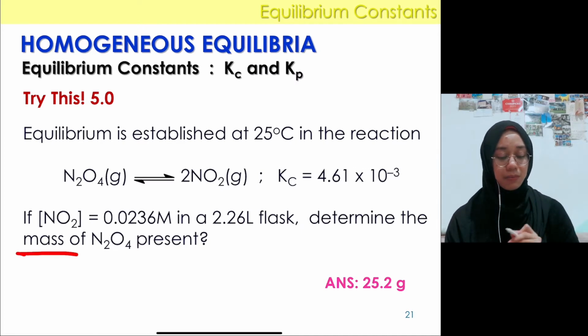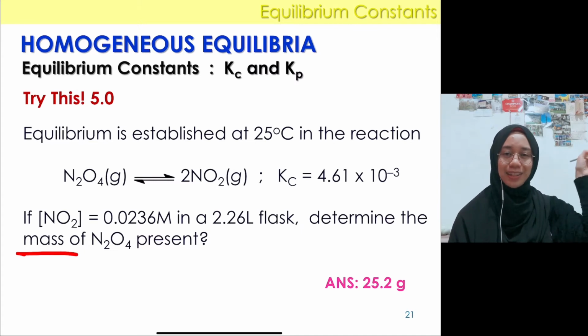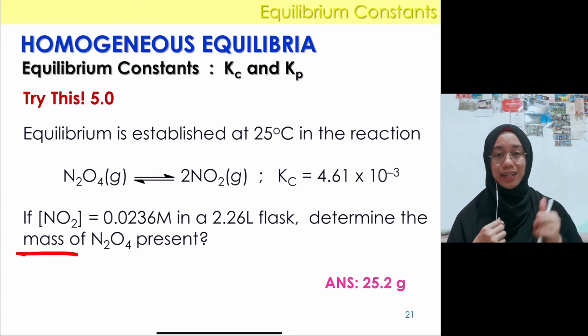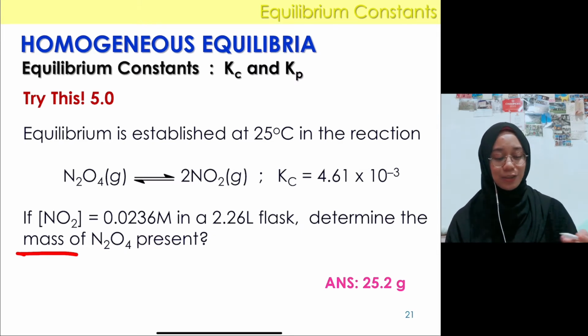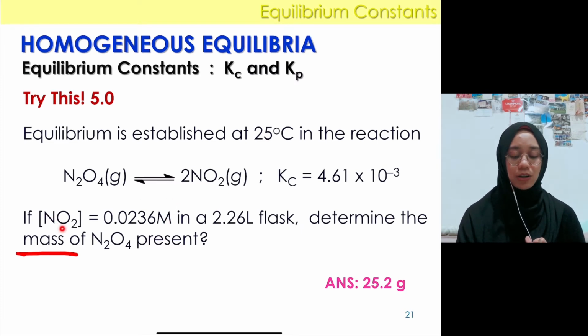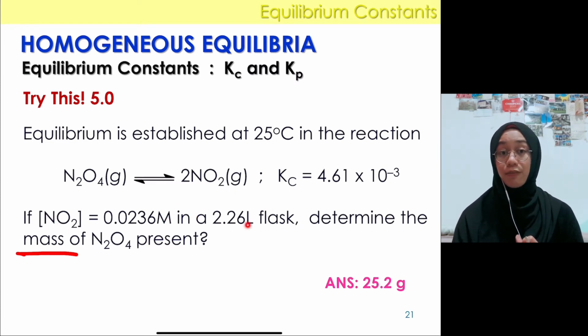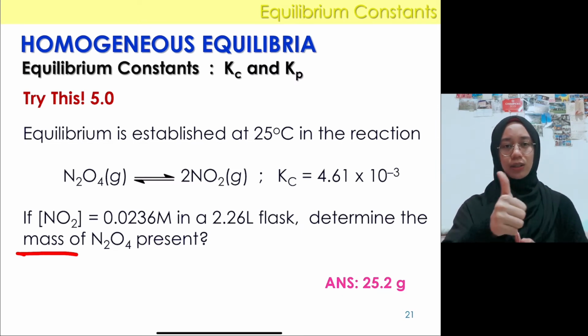Tiba-tiba mass. So ni nak kena pergi balik chapter 3 yang kamu belajar pasal concentration, pasal mole concept kat situ. Carilah apa kaitan. Okay, so tengok betul-betul apa yang ada. You have been given the concentration of NO2, you have been given volume kat sini, and then tiba-tiba nak kena determine the mass of N2O4. So dah ada jawapan kat sini. So kamu kena cari balik macam mana, apa kaitan concentration, apa kaitan dengan mass pula.